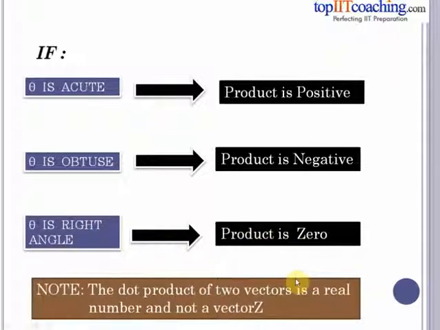The important thing to note is that the dot product of two vectors is a real number and not a vector. So if we multiply two vectors by dot product, then the resultant value is a real number and it is not a vector.